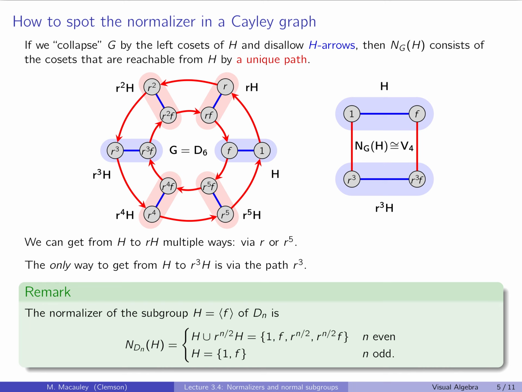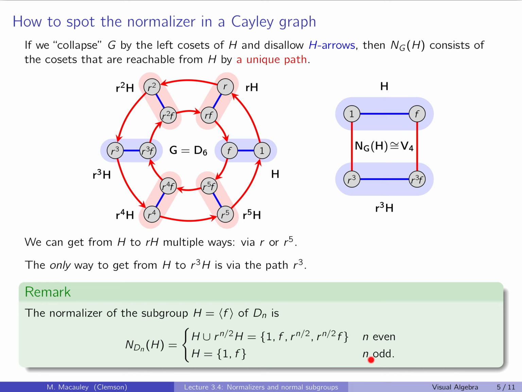If n is even, then the Cayley graph, or a Cayley graph of the dihedral group Dn will look a lot like this. It has n-fold symmetry instead of 6-fold symmetry. And in particular, there'll be a blue coset over here, reachable by a unique path from H. So the normalizer of Dn, if n is even, is just the union of these two cosets. That is the subgroup generated by F and R to the n over 2.